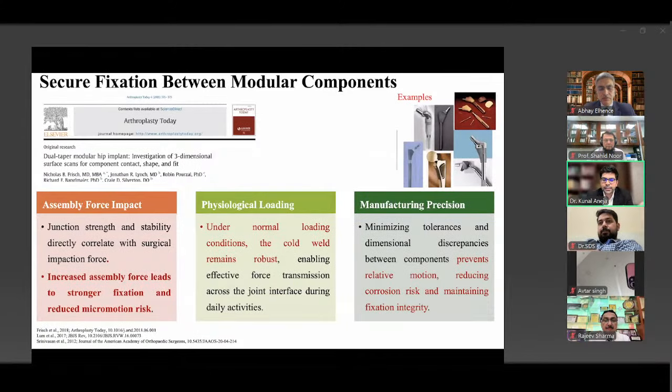So how is the secure fixation achieved? It depends on 3 factors. First is the assembly force, that is, the force with which the surgeon taps the head onto the neck and how clean the surface is. Second, it depends on the patient's physiological loading, that is, how heavy the patient is and how he is using the implant.